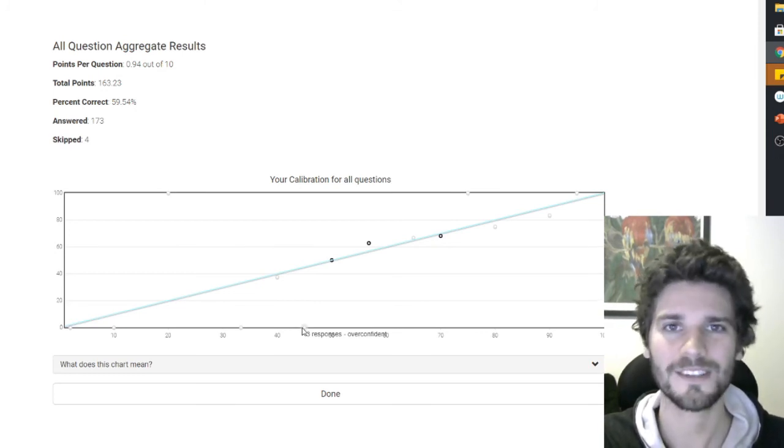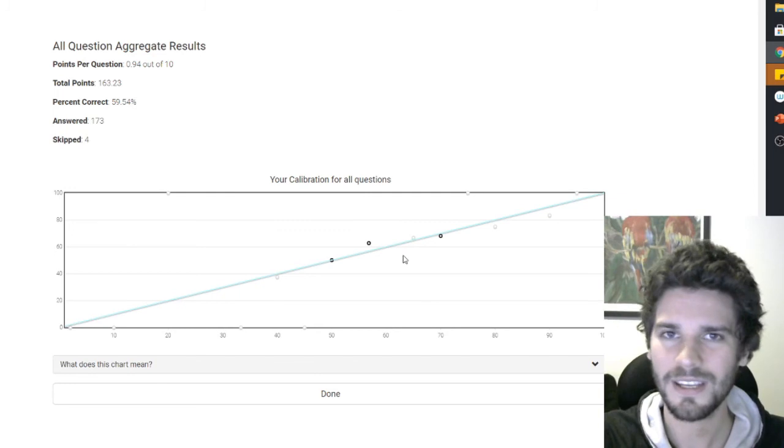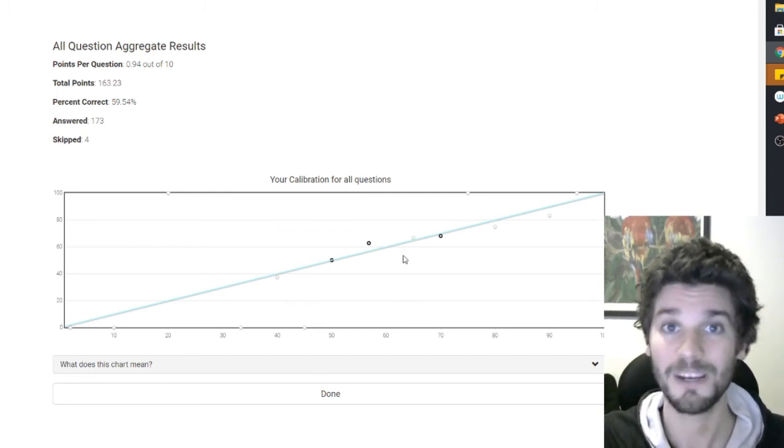What that's doing is trying to make this calibration curve look like you're well calibrated. Having a calibration curve that looks like you're well calibrated is not useful to anyone. What's useful is being well calibrated.